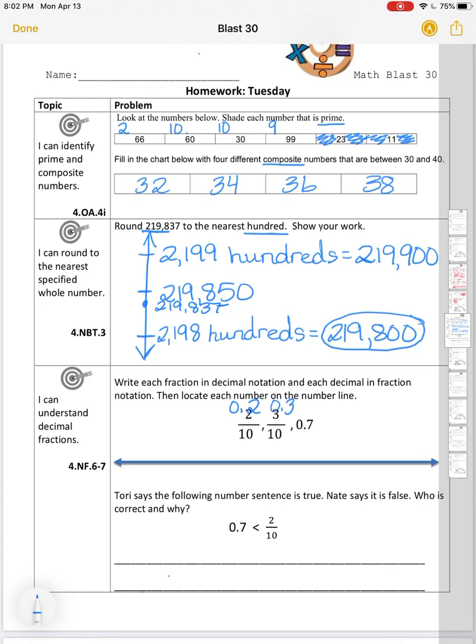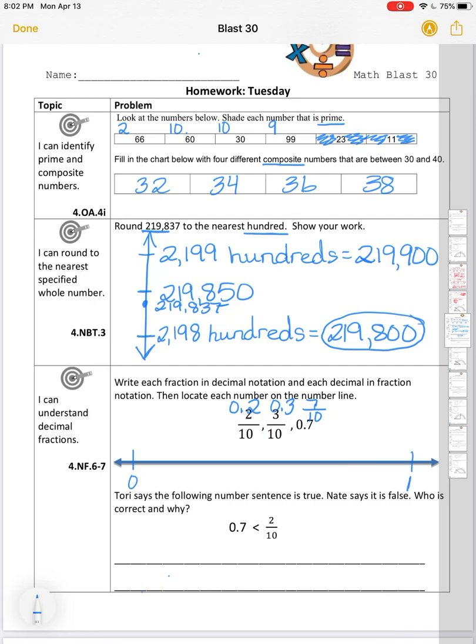3/10 in decimal form would be 0.3. And 0.7 is written or read as 7/10 because the 7 is sitting in the tenths place. So now as a fraction, I can write that as 7/10. Now I want to note those on the number line. I notice that each of the units that I'm dealing with is tenths.